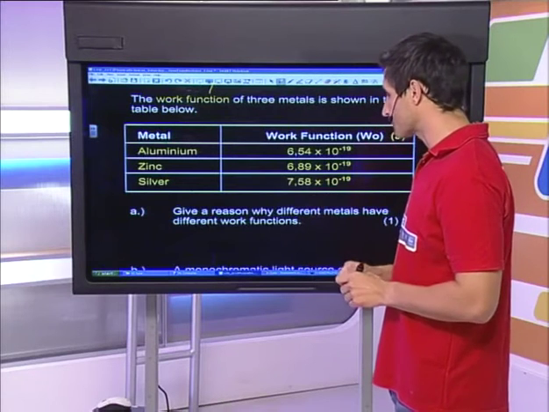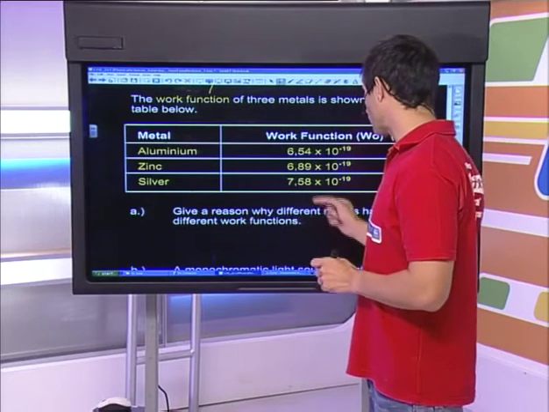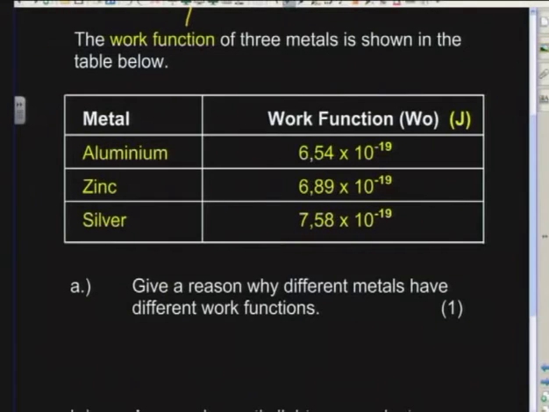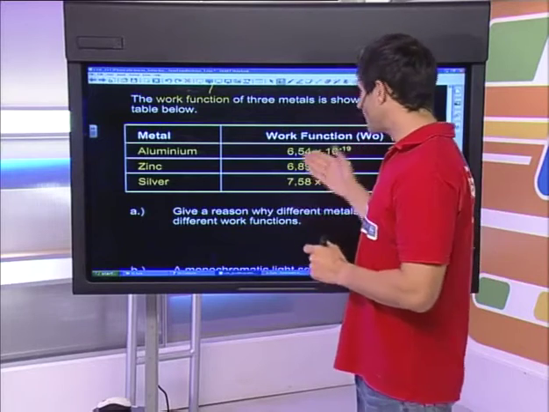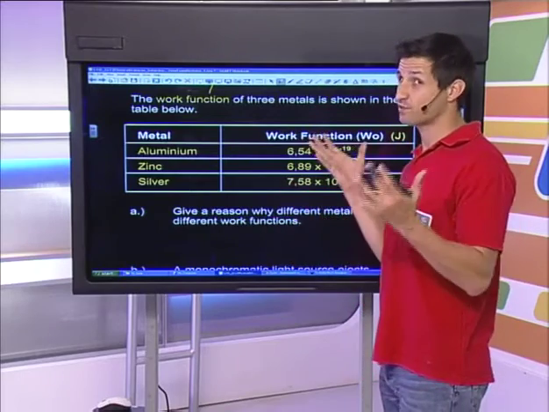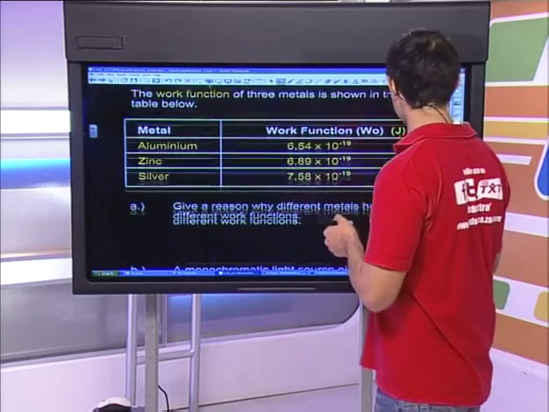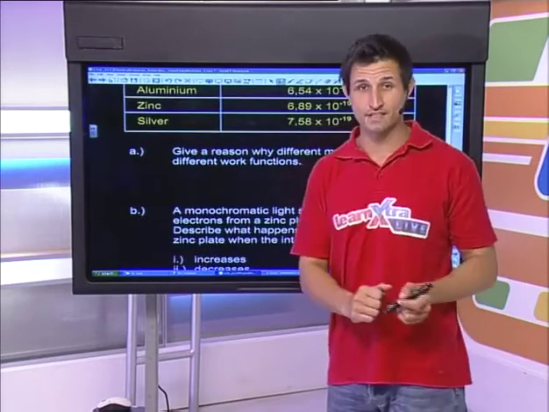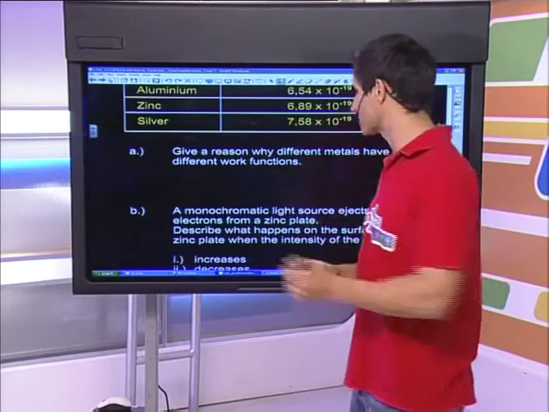Now here's a question. It says, give a reason why different metals have different work functions. If you've been listening very carefully, you could actually figure this out. Why is it more difficult to remove electrons from silver than it is from aluminium, say? And this is exactly it. They're looking for your understanding of what the work function actually is.